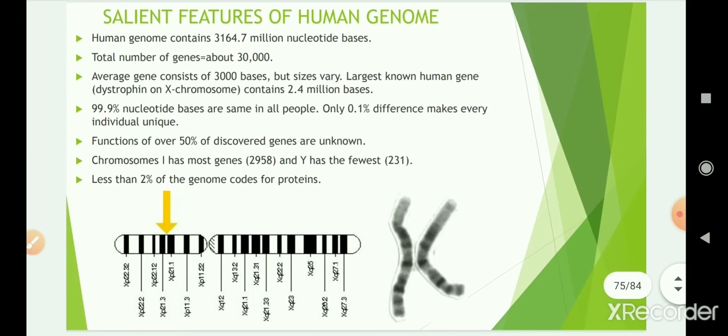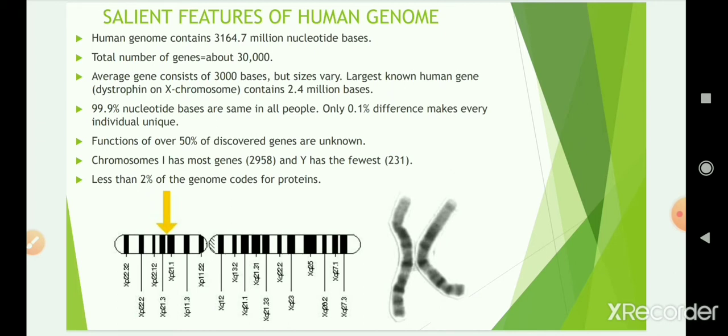There are salient features of the human genome. The human genome contains 3164.7 million nucleotide bases, and the total number of genes is about 30,000. That means there are 30,000 total genes. The average gene consists of 3000 bases, but sizes vary. The largest known human gene contains 2.4 million bases. It is dystrophin on the X chromosome.